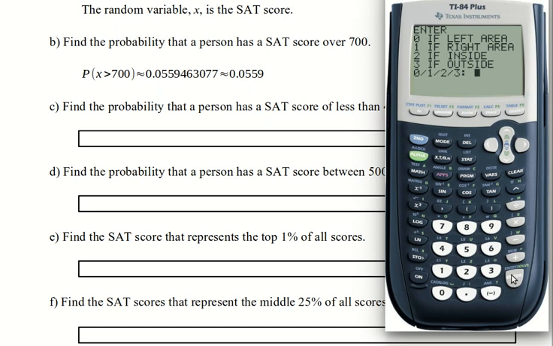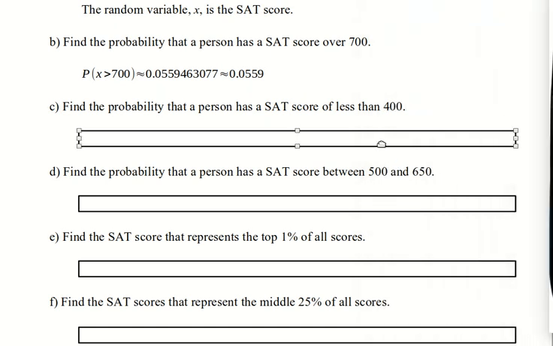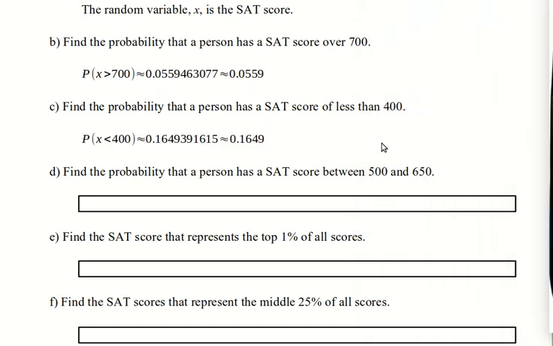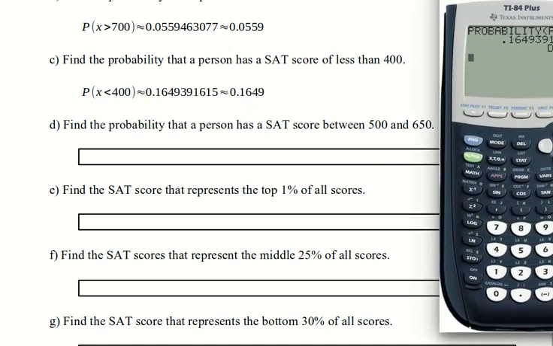We're interested in being less than 400. Less than is left of. So we enter a 0 for that. We're interested in being less than 400, so our x value is 400. And it says that the probability is about 16.49%. So we write that as the probability that our random variable x is less than 400 is about 16.49%.